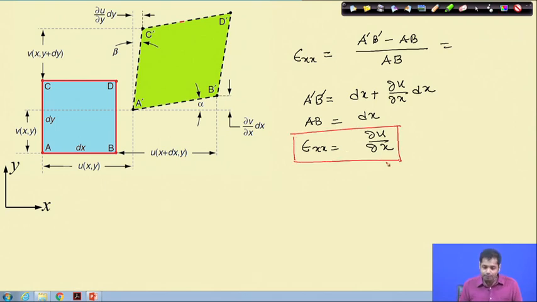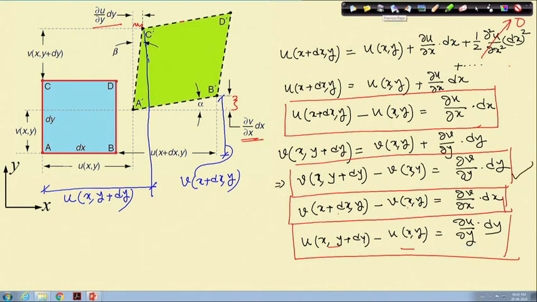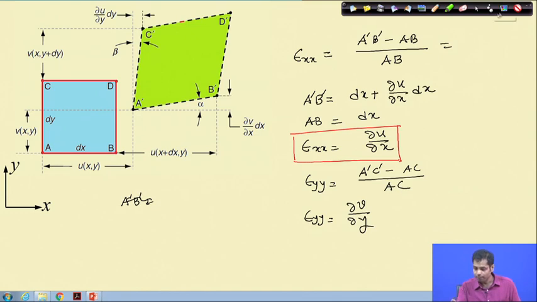Now, in some places you will see that A dash B dash is obtained as this square plus this square, and then ignoring the higher order terms, essentially we get the same result. So once we have epsilon xx, similarly we can define epsilon yy. If we do the same thing, A dash C dash minus AC divided by AC, and substitute the change in length in AC, we get the strain in y direction, and epsilon yy becomes del v del y.